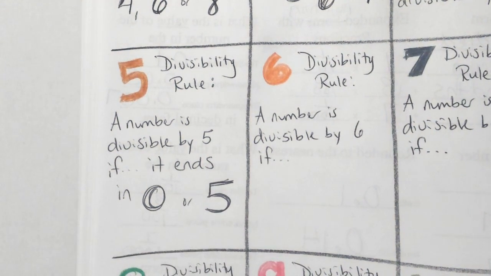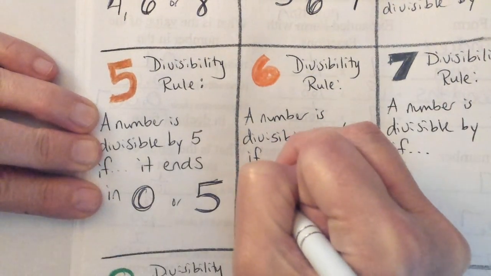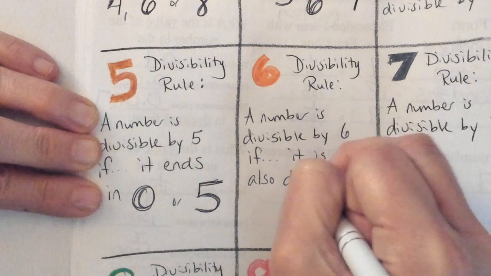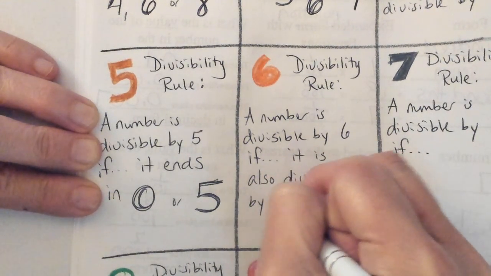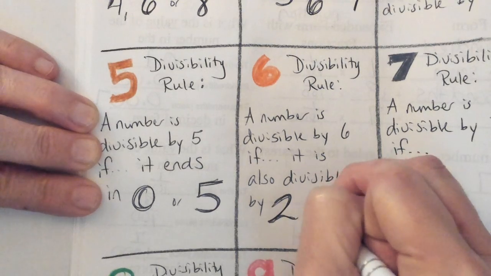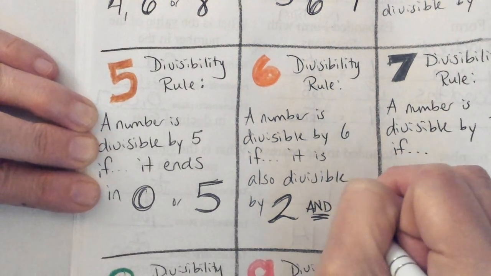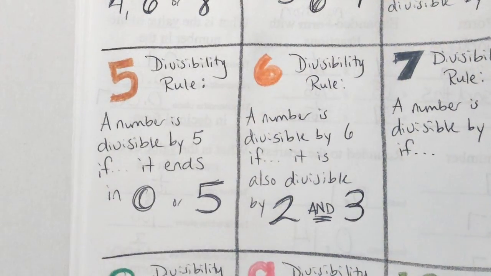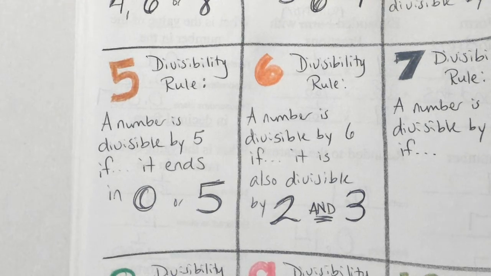A number is divisible by 6 if it is also divisible by 2, and that 'and' is important, and 3. So if it meets the rule for 2, if it ends in a 0, 2, 4, 6, or 8, and it meets the rule for 3, the digits add up to 3, 6, or 9, then it is also divisible by 6.